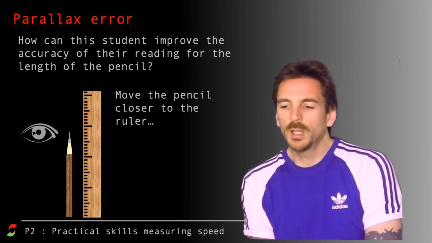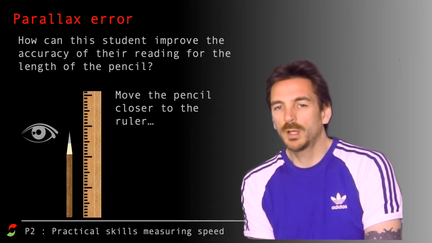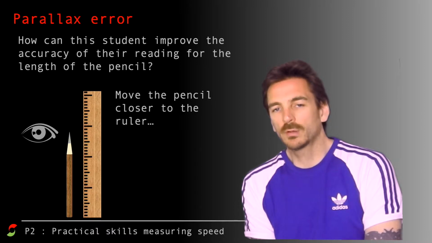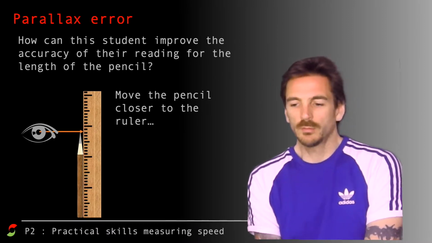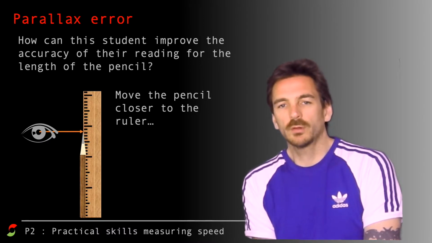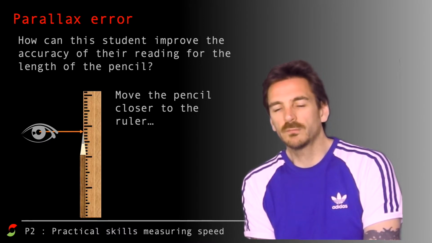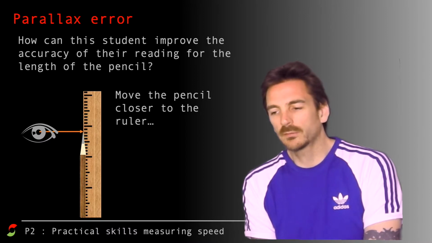So we can also reduce parallax error by moving the object and the scale closer together. In this case, we're going to move the pencil closer to the scale. And the closer they are, and even if they overlap, that's even better. That's going to reduce parallax error.